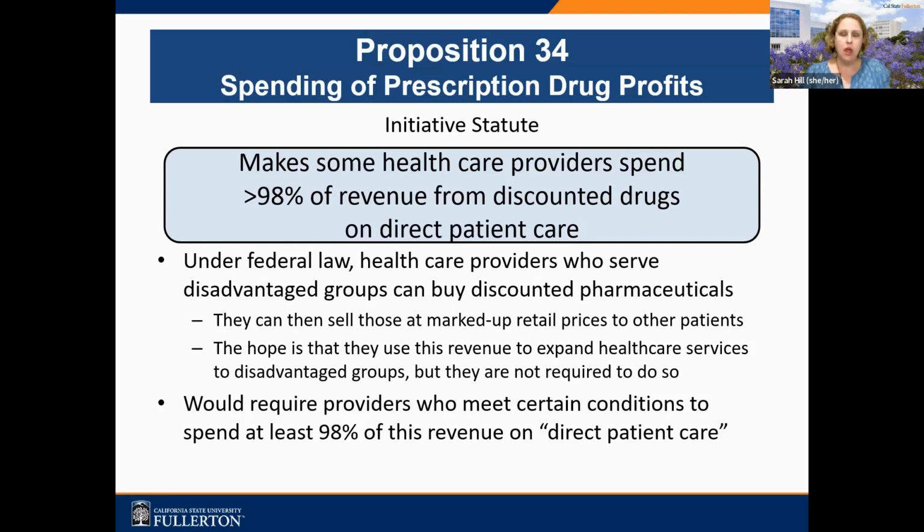So if you're a healthcare provider who meets certain conditions, this is going to require that of the revenue you're making from this program, you have to spend at least 98% of that, so overwhelmingly, on direct patient care, on directly serving your patients.